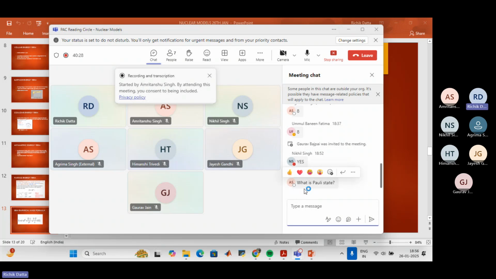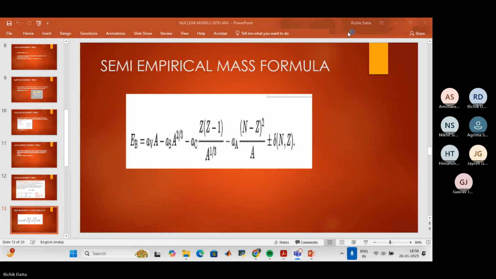Okay. So the Pauli state is nothing but... Have you seen the Pauli exclusion principle? Agrima, have you read about the Pauli exclusion principle? Maybe in class 11, 12, you already know about this. So what do you mean by the Pauli state? The Pauli exclusion principle is basically known as the Pauli state.